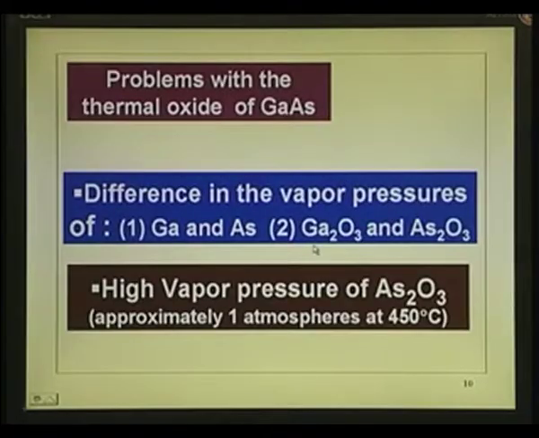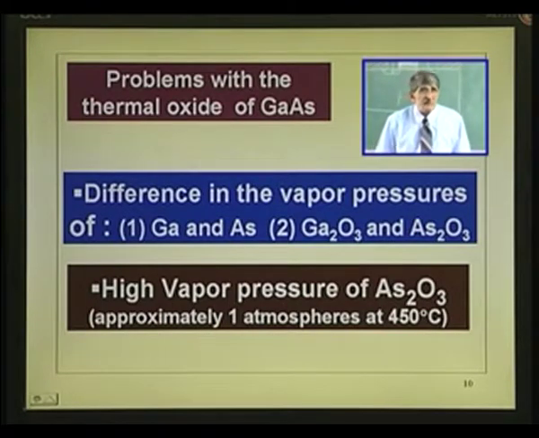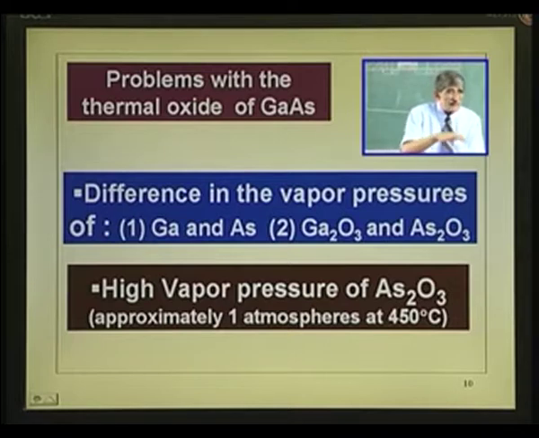trioxide and gallium trioxide and arsenic trioxide. Those also have different vapor pressures. So, you have multiple problems. Okay. So, high vapor pressure of arsenic trioxide: when you oxidize arsenic, arsenic trioxide has a vapor pressure of 1 atmosphere at about 450 degrees centigrade. That is tremendous. That means if you oxidize gallium arsenide, you will lose it.